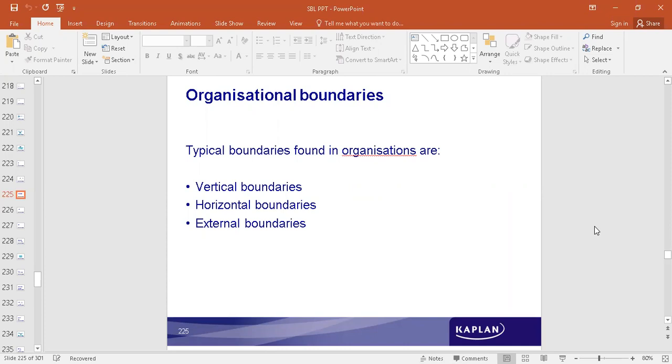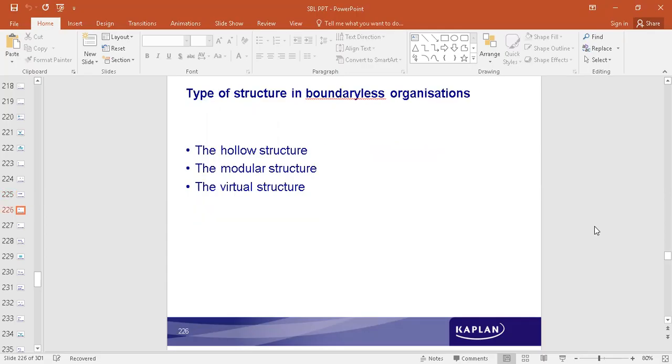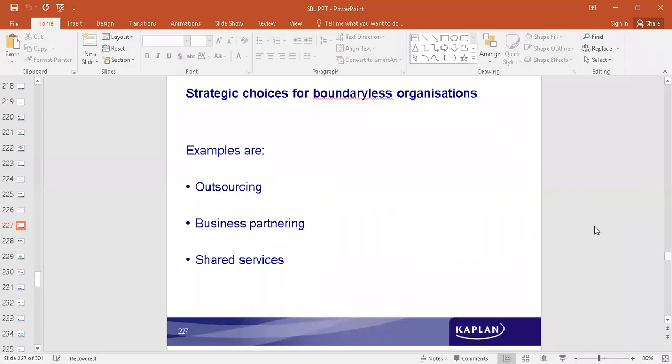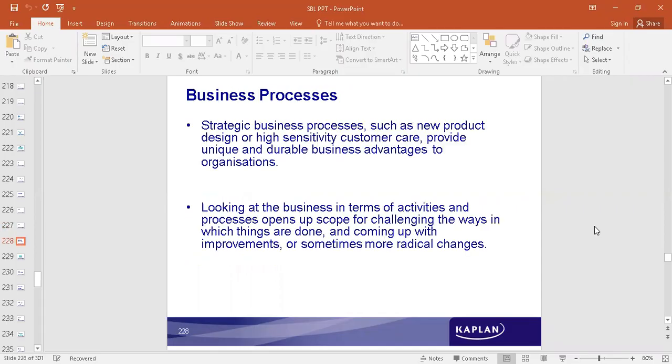What are vertical boundaries, horizontal boundaries and external boundaries? The hollow structure, modular structure, and virtual structure have no boundaries at all. Strategic choices available for a boundaryless organization are that they can outsource their activity to an external supplier, or outsource internally in a shared service center. Then they can join as partners with others to carry on with the activities.